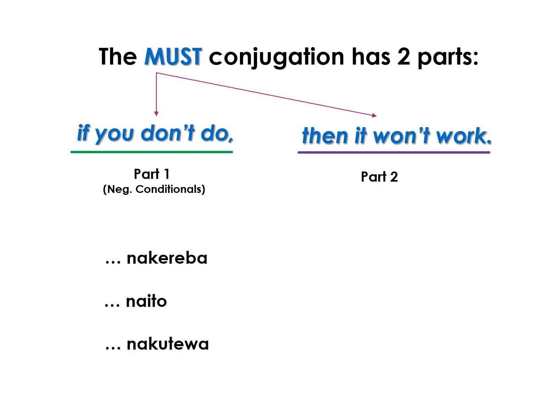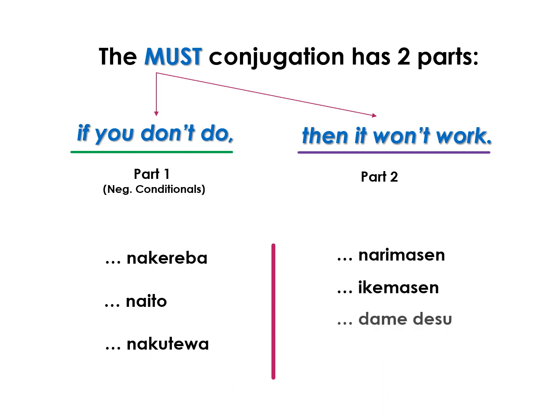The third is a negative te form, nakutewa. These three all derive from the nai form. Then for the second part, you have four choices. Narimasen, which means won't become. Ikemasen, which means cannot go. Dame desu, which means it's no good. And komarimasu, which means I'll be troubled. You can review how to make the nakereba conditional in lesson 62D and the naito conditional in lesson 62B.